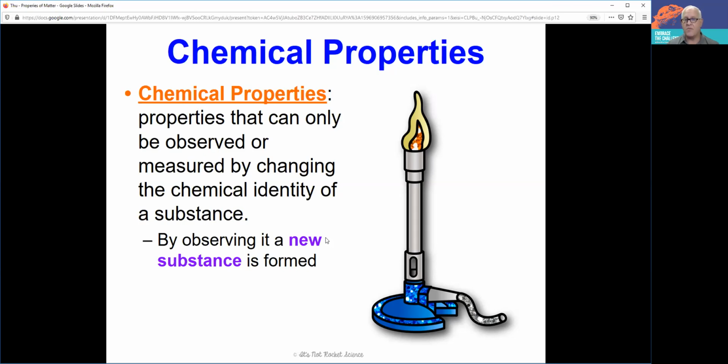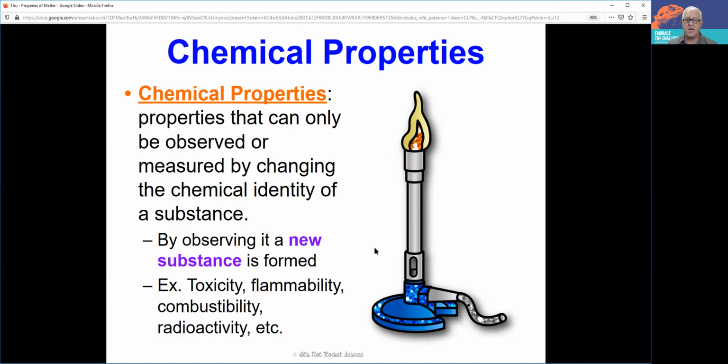So, chemical properties are properties that can be observed or measured by changing the identity, and by observing it, a new substance gets formed. What we're seeing here is an image of a Bunsen burner, which has gas flowing into it and flame coming out. And so a chemical property could be how flammable something is, or whether it's combustible, or whether it's radioactive, or whether it's toxic, because we're watching a new substance being formed.